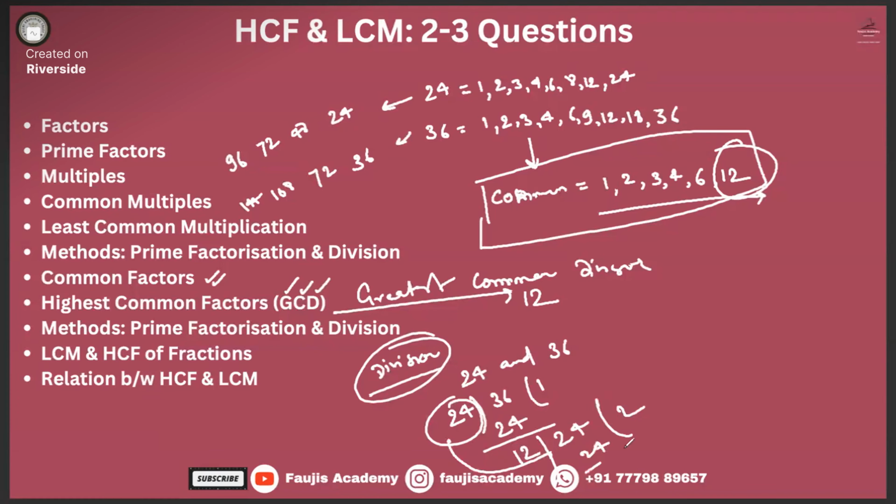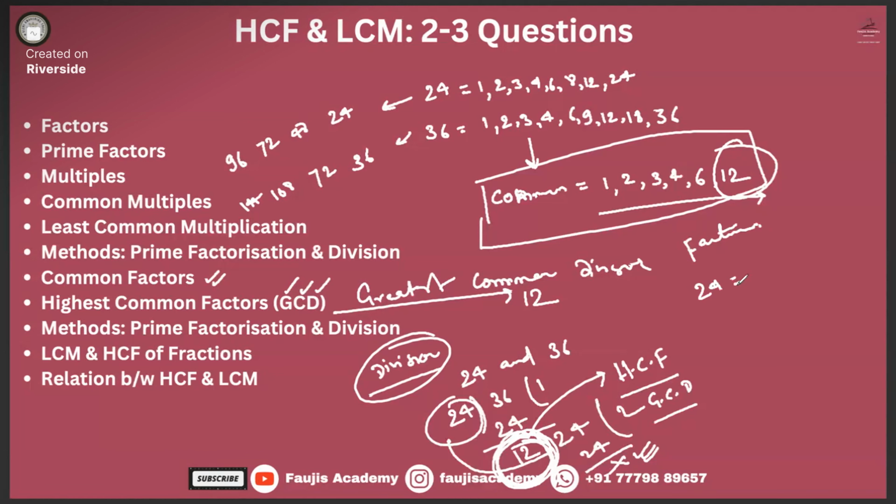2 times 24 gone. Okay. So the number which essentially helped the remainder to reach 0 will be your highest common factor or greatest common divisor. Both are same. Right?